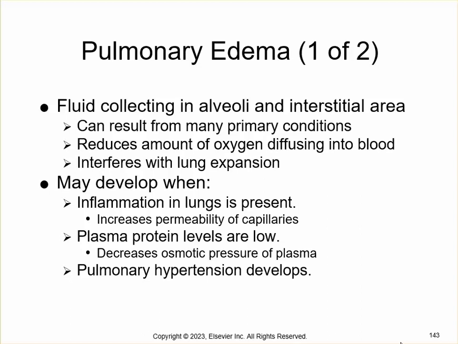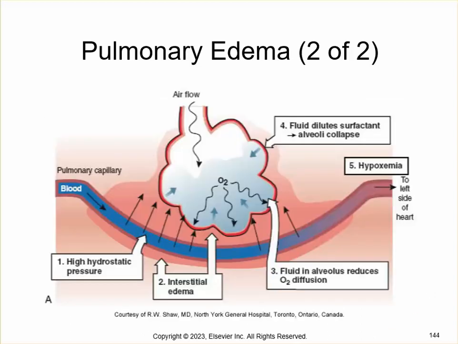No matter what, another thing could be pulmonary hypertension. For whatever reason, if there's high blood pressure on the pulmonary side, it's going to increase the hydrostatic pressure and push more fluid out of the blood and into the interstitium of the lungs. So with high hydrostatic pressure and pulmonary edema, interstitial fluid accumulates, and we end up with hypoxemia.